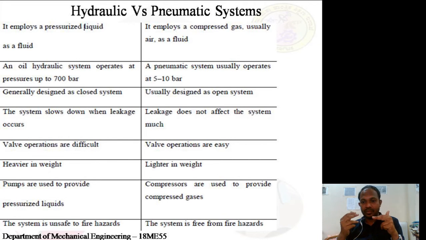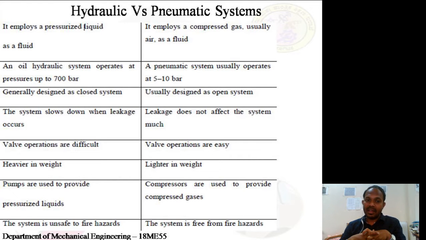Obviously, my dear friends, one of the properties is density. Water in general has a density of 1000 kg per meter cube, whereas air has only about 1.12. That means water is 1000 times more dense, so obviously the pressure at which it operates will also be more. An oil hydraulic system operates at pressures up to 700 bars, whereas a pneumatic system operates within the limits of 5 to 10 bars.